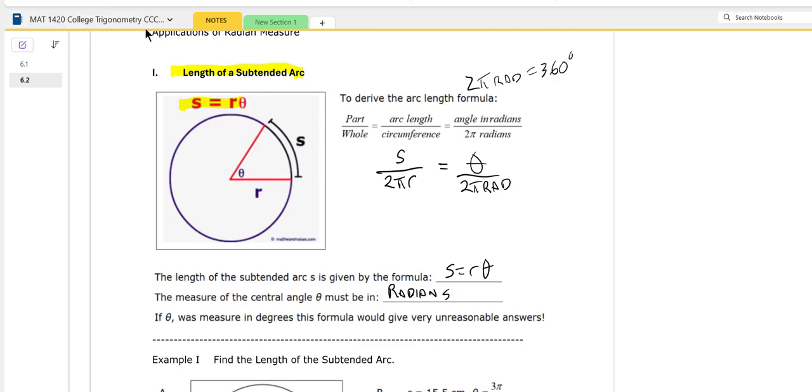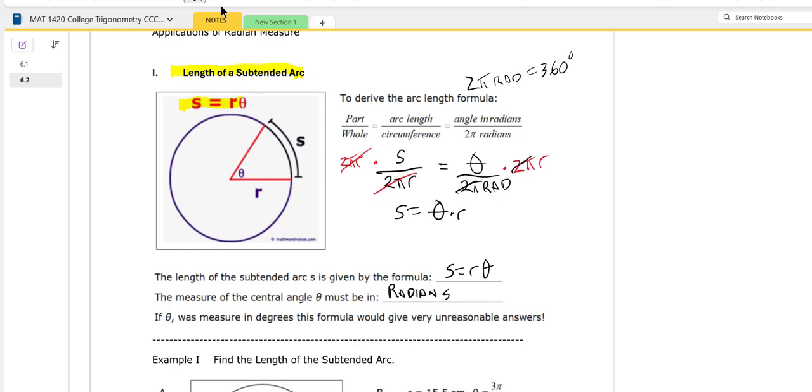So now I'm basically just going to solve this equation. I'm going to get rid of the fraction, so I'm going to multiply both sides of this equation by 2 pi r. We can do the same thing to both sides of the equation. That's going to cancel all that stuff out right there, and that will give S. Over here, you'll notice that the 2 pi's cross out, so you're left with theta times r.